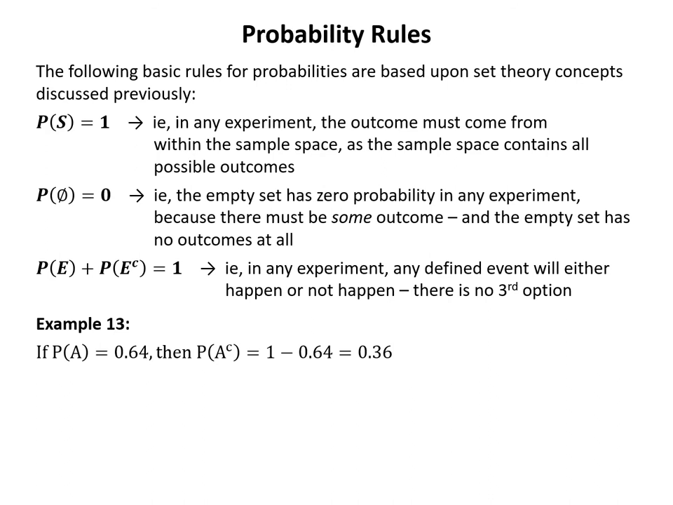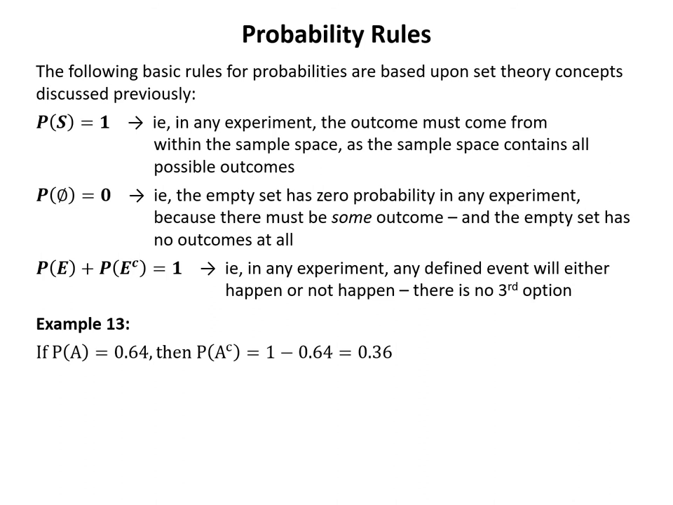The following basic rules for probabilities are based upon set theory concepts discussed previously. First is that the probability of the sample space occurring is equal to 1. In other words, in any experiment, the outcome must come from within the sample space, since the sample space contains all possible outcomes. On the other extreme, we have the probability of the empty set equals 0. Since the empty set has no outcomes at all, it's impossible, so it must have a probability of 0.